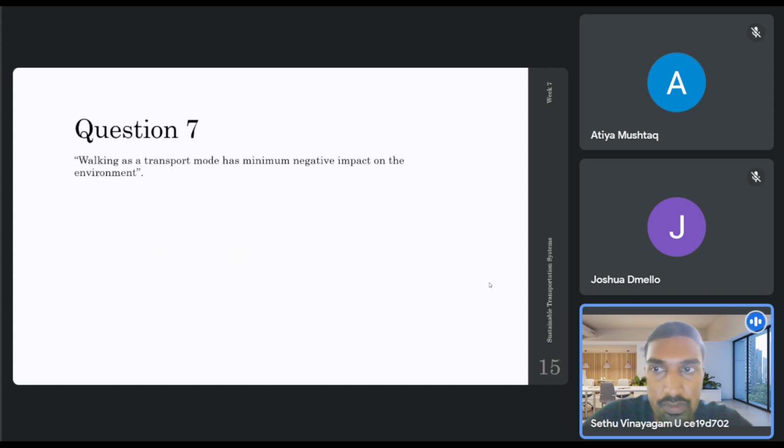Okay, question number 7: walking as a transport mode has minimum negative impact on the environment. So option A is true, option B is false.